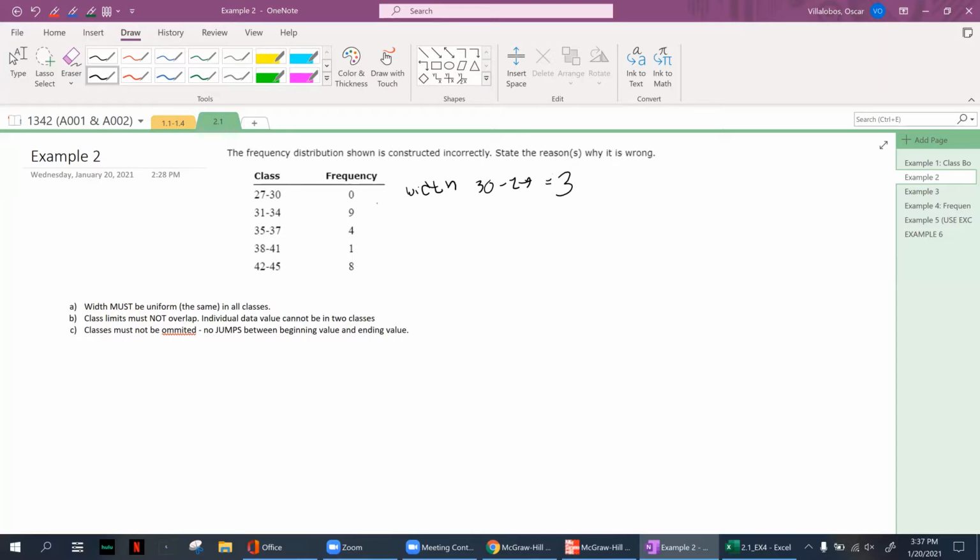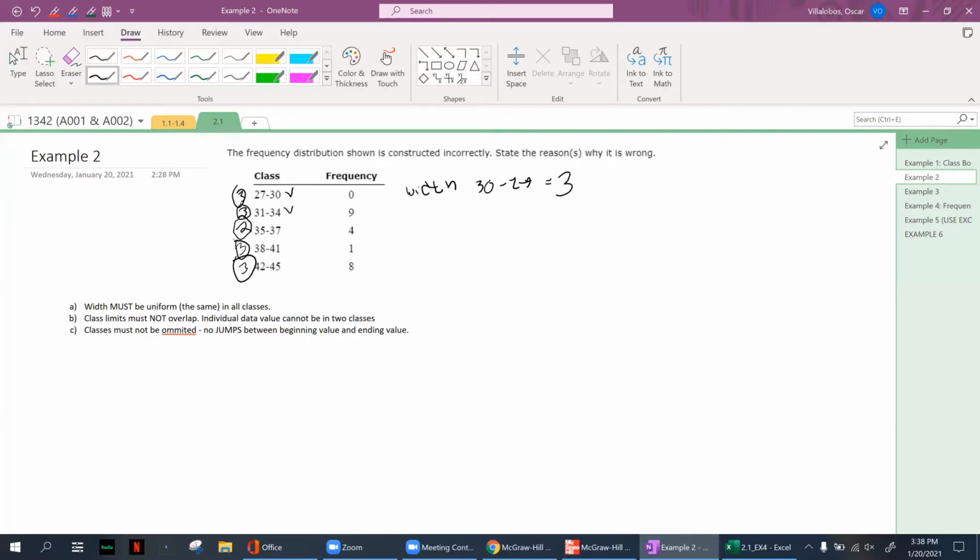34 minus 31, that gives me 3, right? We said this one is 3. So far I know it's 3. This is 3. This is 3. 37 minus 35, that's a 2. 41 minus 38, that is a 3. And 45 minus 42, that is 3.